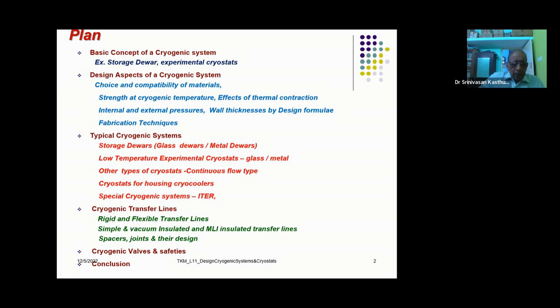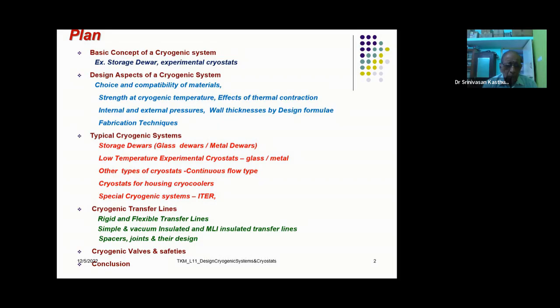Finally, there are many special cryogenic systems, for example, maybe the Large Hadron Collider or ITER, etc. So this also will need to be discussed.